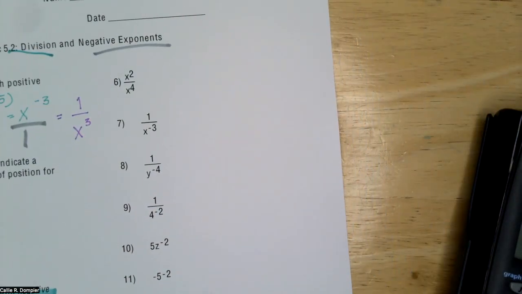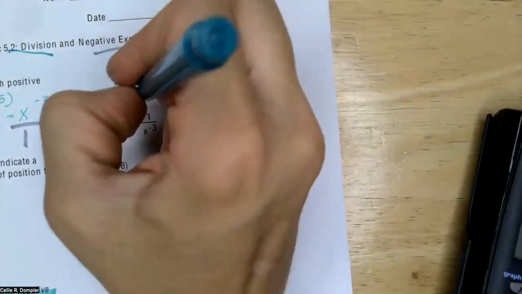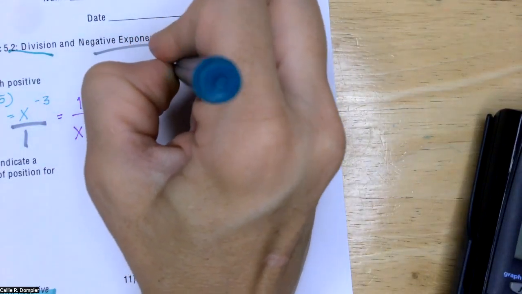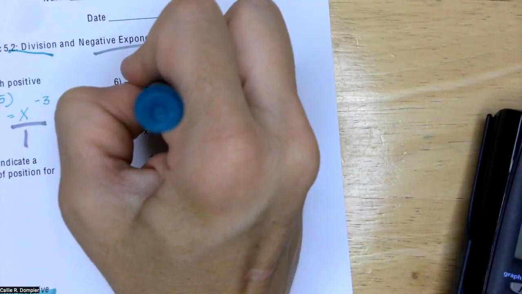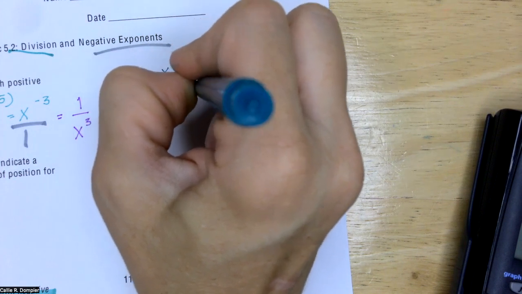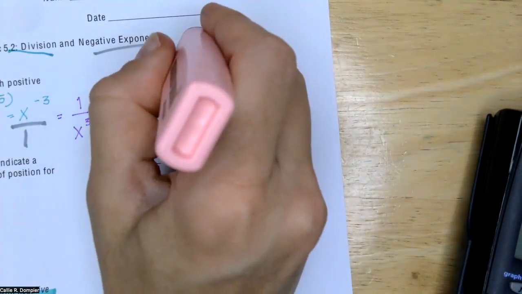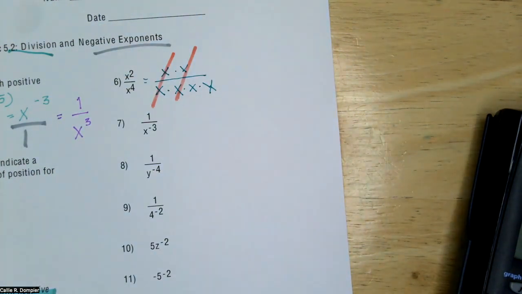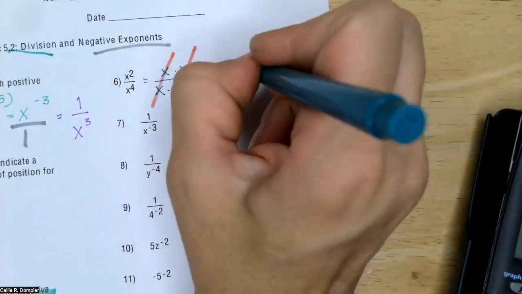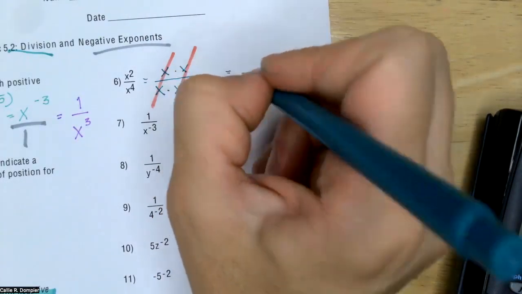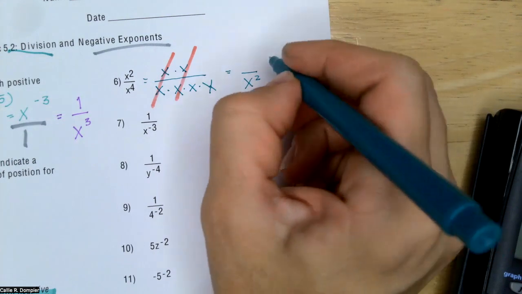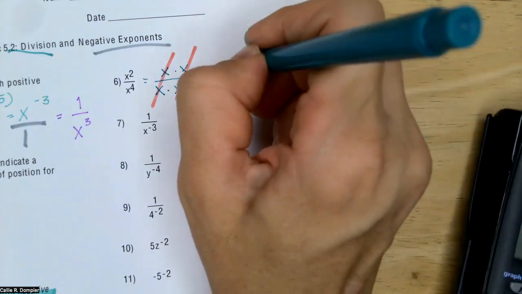X squared divided by x to the 4th. Again, you're welcome to just say that's 2 x's on top and 4 x's on the bottom. Eliminate common x's. X squared on the bottom. There's nothing on the top. It's not a 0. It's a placeholder 1.